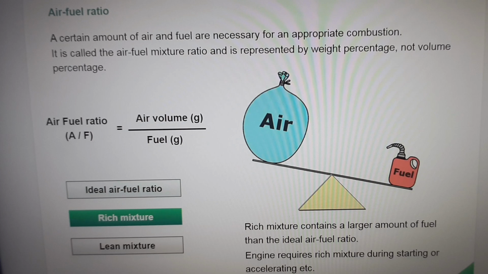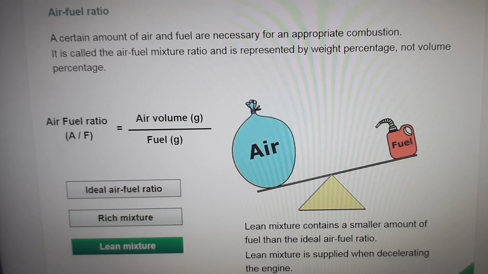If the fuel content is greater than the ideal air-fuel ratio, a rich mixture will be produced. In general, the engine requires a rich mixture when it is started or accelerated. If the fuel content is less than the ideal air-fuel ratio, a lean mixture will be produced. In general, the engine requires a lean mixture when it is decelerated.